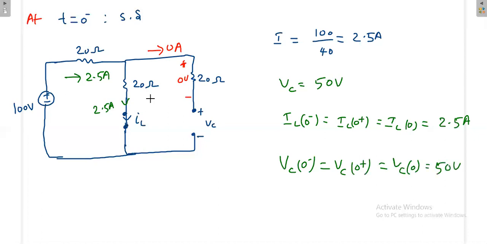Now we know the initial current and the initial voltage across the capacitor. Then just after the switching, we'll modify the circuit accordingly. So just after switching, at t equal to 0 plus, again the switch will be closed. Already one resistance is there. Even though the resistance is there, the switch is closed, so one short circuit path will be there, and again this is the 100 volt source.